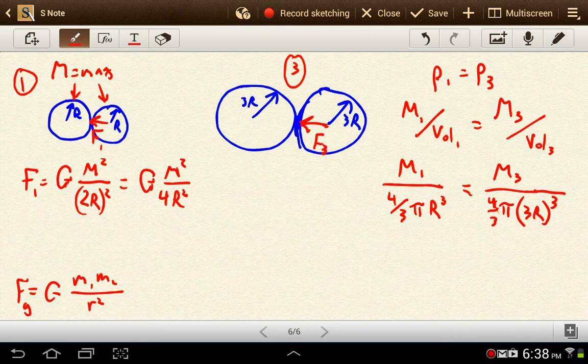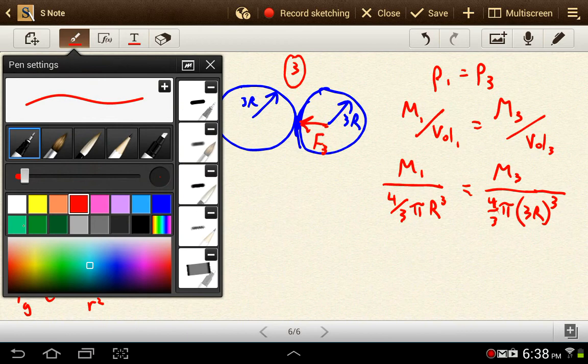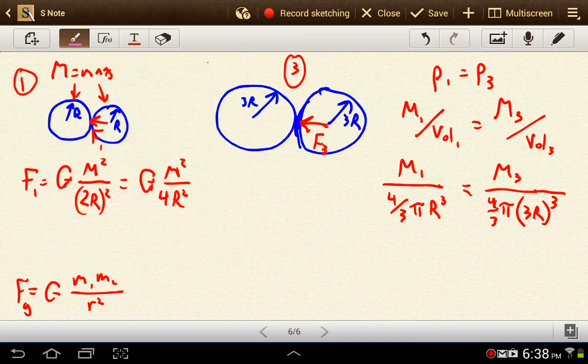Now work through the algebra here, and you'll see the 4/3 and the pi's cancel, the R's cancel, so really it's just this 3 cubed. So what you're going to get is M3 equals 3 cubed times M1, which is 3 times 3 is 9, times another 3 is 27. So M3 is 27 M1.